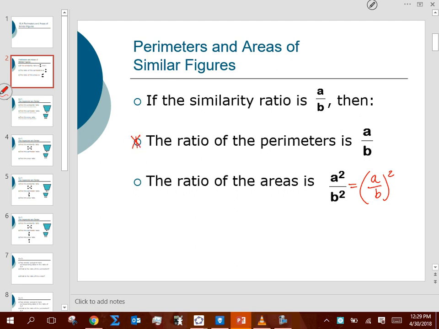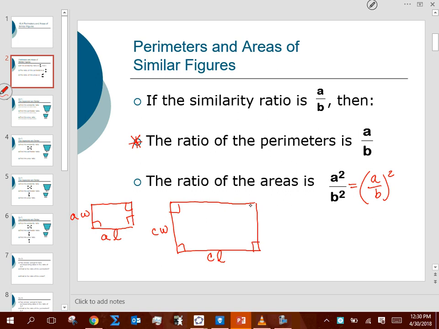Okay. Let's talk about the ratio of the perimeters. Why is that A over B? If I have, let's deal with two rectangles that are similar. Let's say we got this rectangle here and that rectangle there. And let's say that this rectangle is some A times W. Okay? And this here is A times L. Okay? So some length and some width. Okay? This here is some C times W, and this is some C times L. Both rectangles.